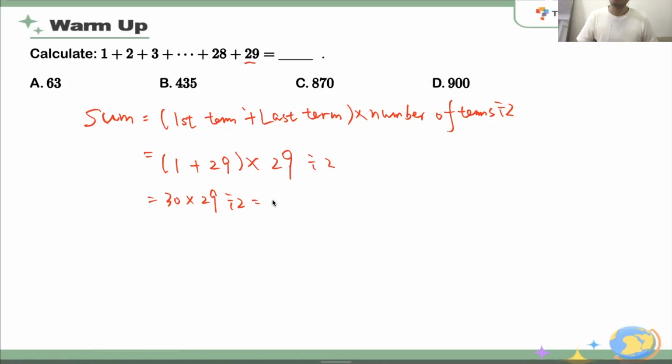Don't forget, we need to divide by 2. That is very important. What is the result? 435. Do you have the right answer? If you have the right answer, give yourself a thumbs up. Okay, so we move to the next question.